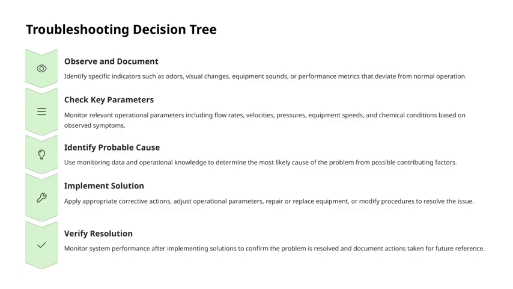Noticing these details helps us pinpoint where the problem might be. Next, check the key parameters. This means monitoring the relevant operational data, things like flow rates, velocities, pressures, equipment speeds, and chemical conditions. These parameters can give us clues about what's going wrong, especially when they deviate from expected ranges.